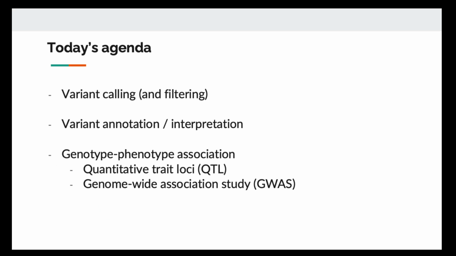Okay, so today's agenda, we're going to talk about how we call variants or mutations from sequencing data, how we annotate them, like what kind of function they have, whether they are likely to be pathogenic, and how we interpret that information. And then we'll look at a few analysis techniques for linking genotypes that we detected from sequencing data to phenotypes. Those would be the quantitative trait loci, QTL analysis, and the genome-wide association study, or GWAS. These are probably names that you have seen in papers before. So today we're going to try to understand what they are and the analysis involved.